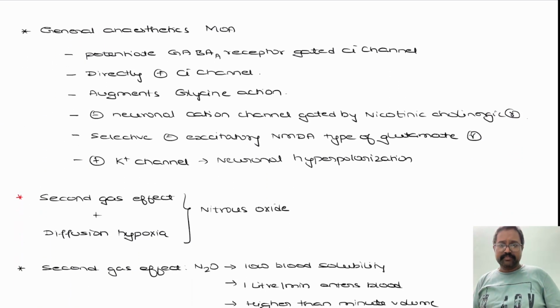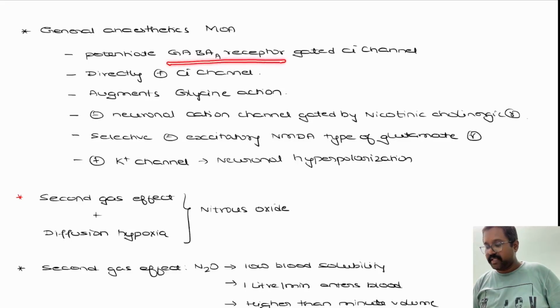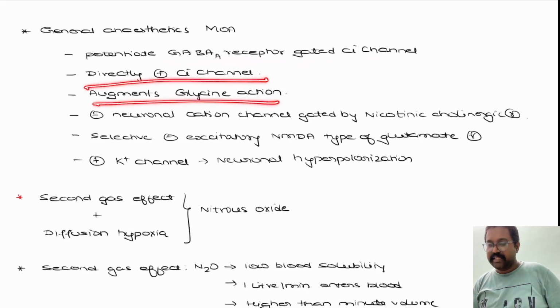Next, coming to general anesthetic agents. Under general anesthetic agents, please remember the mechanism of action. Basically it is going to cause sedation. It will potentiate the inhibitory neurotransmitter activity, that is the GABA A receptor gated chloride channel activity. It directly stimulates the chloride channel and augments the glycine action, that is the inhibitory neurotransmitters.